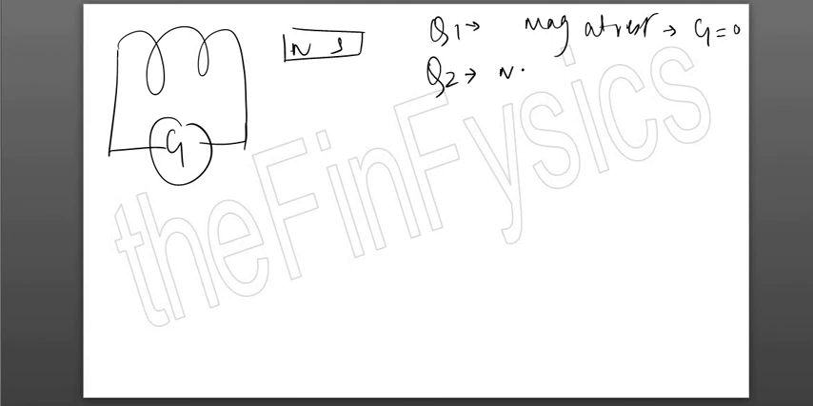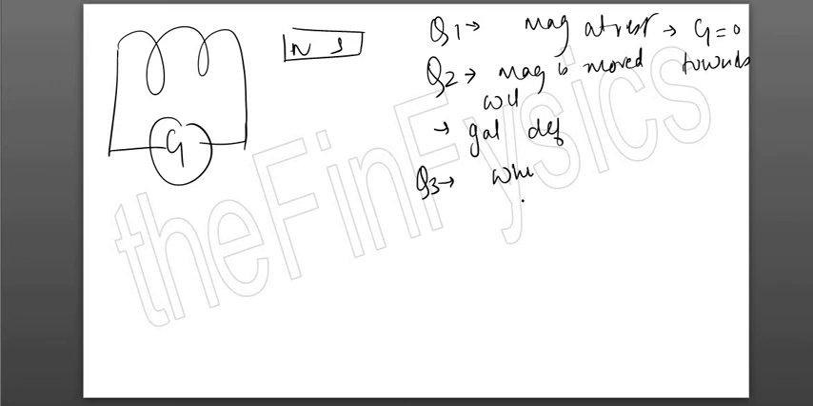So initially they will give you the same setup with a galvanometer over here and magnet north south. Question 1 will be magnet stationary, both of them at rest. What is seen? So galvanometer shows 0. Question 2 would be magnet is moved towards coil. What is seen? Then you will write that galvanometer deflects. Then question 3 will be why this happens. Very important. This is the reason behind electromagnetic induction.